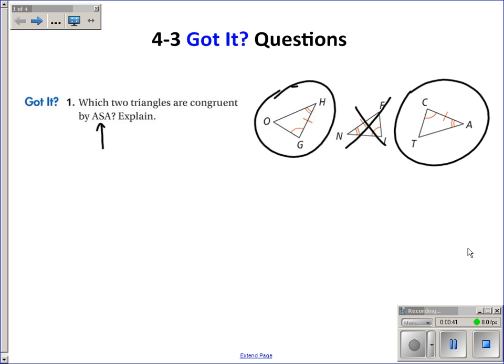Now, I'm going to write a congruent statement. Triangle OGH is congruent to triangle, now the order must be the same, TCA.